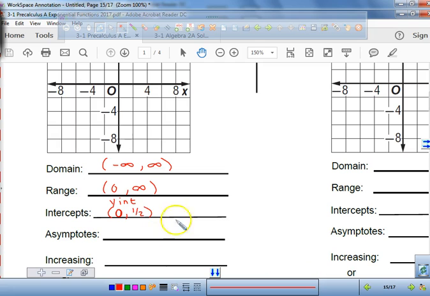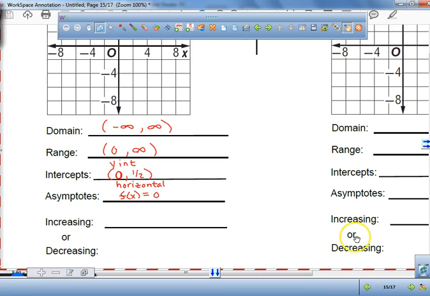Is there an asymptote? Yes. What's the asymptote? The x-axis. So here's what I want you to do. Write down the word horizontal. We have a horizontal asymptote. And I want you to write the equation for the x-axis, which is f of x equals 0.